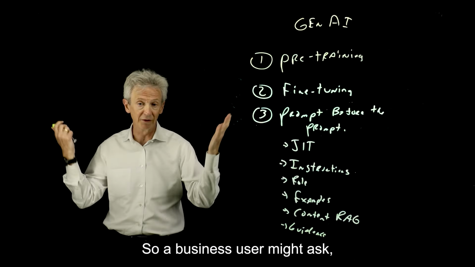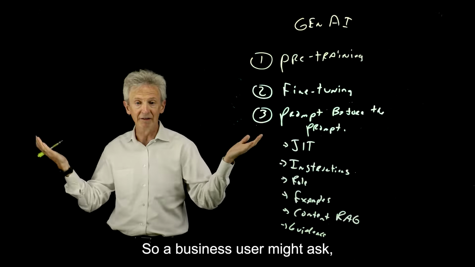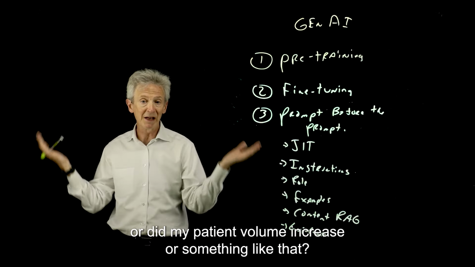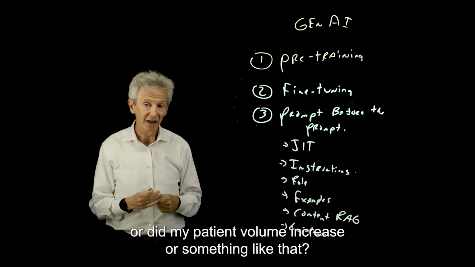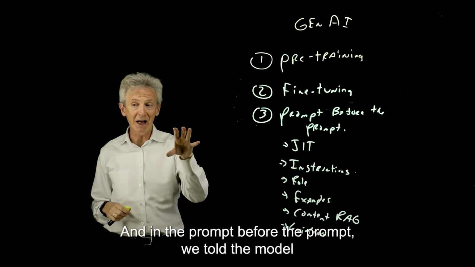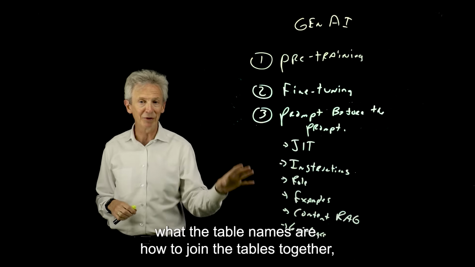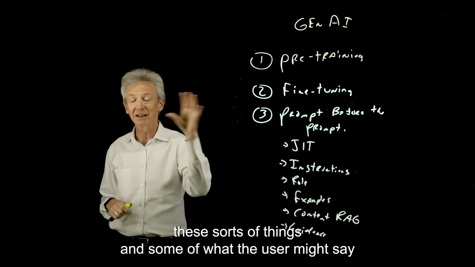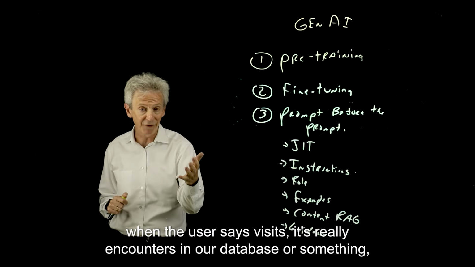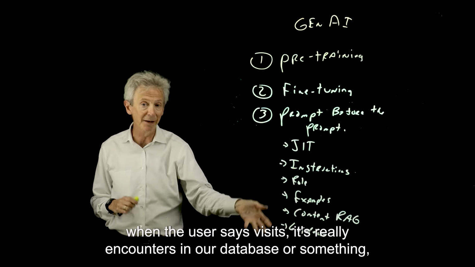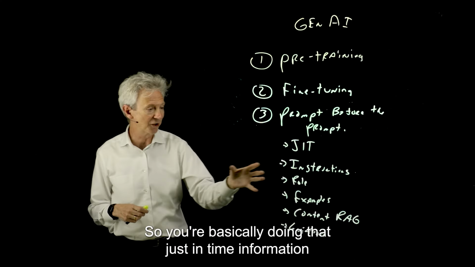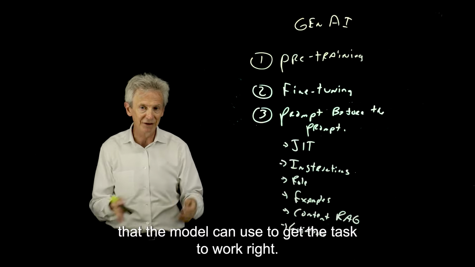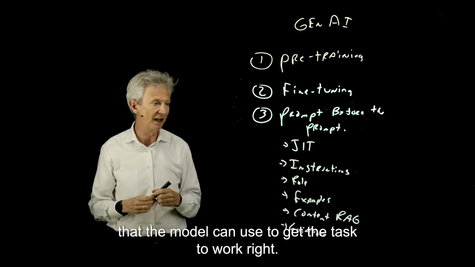Another example is we built a model that takes text and turns it into SQL queries. So a business user might ask, how much revenue did I make this quarter and how does it compare to last quarter? Or did my patient volume increase or something like that? And in the prompt before the prompt, we told the model what the table names are, how to join the tables together, these sorts of things, and some of what the user might say. When the user says visits, it's really encounters in our database or something like that. So you're basically doing that just-in-time information that the model can use to get the task to work right.